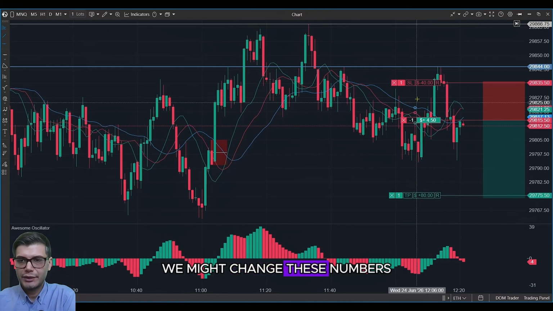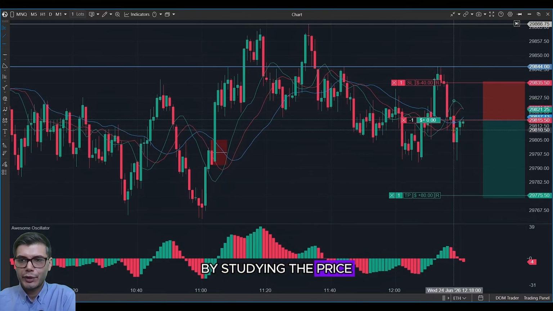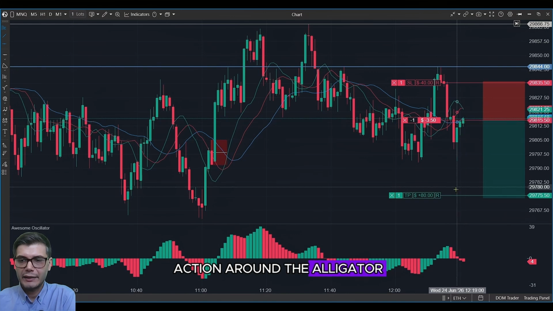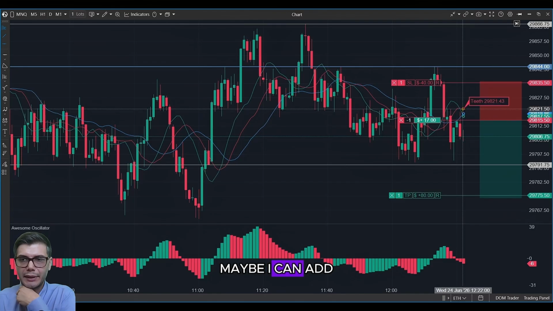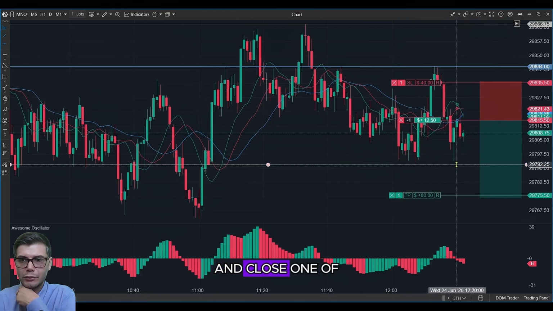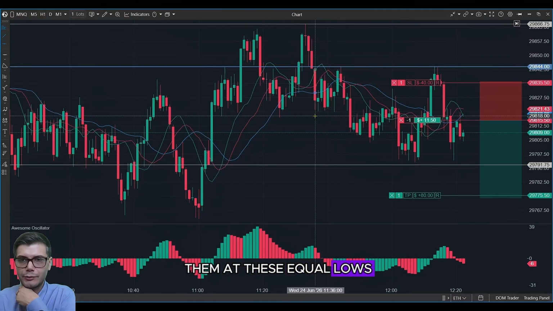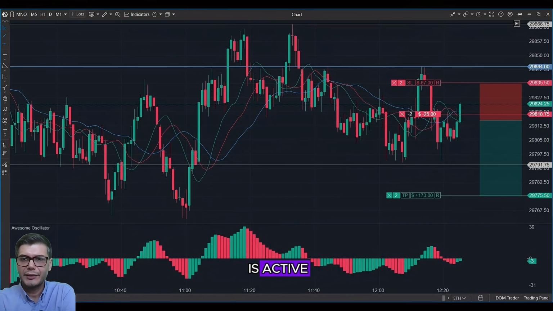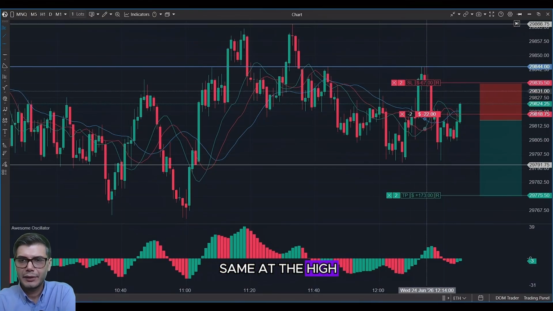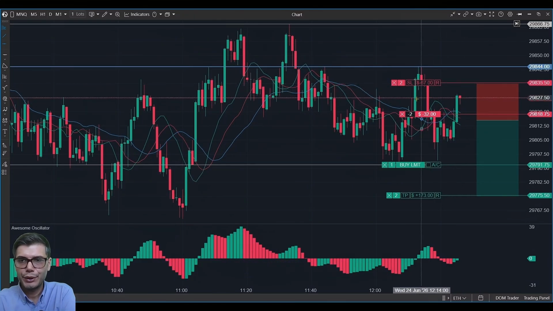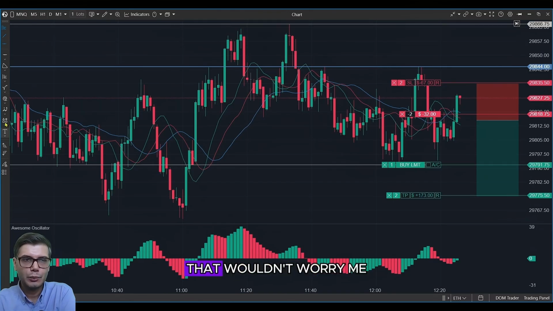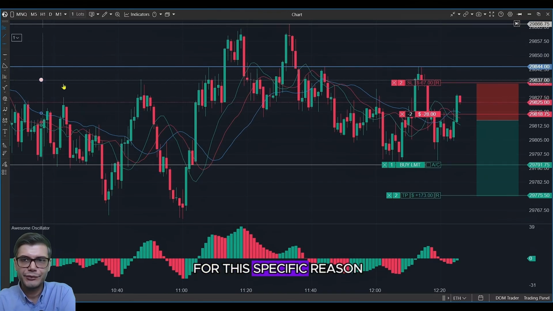We might change these numbers by studying the price action around the alligator and Awesome Oscillator. That's a legit target. Maybe I can add one more sell order at the teeth line and close one of them at these equal lows. The second pending order is active. Stop loss remains the same at the high of the first aggressive candle, getting very close to our stop. But if you know price action, that wouldn't worry me for this specific reason.